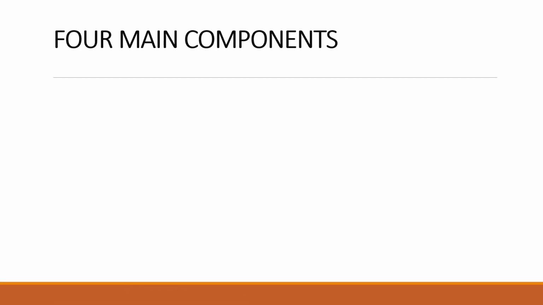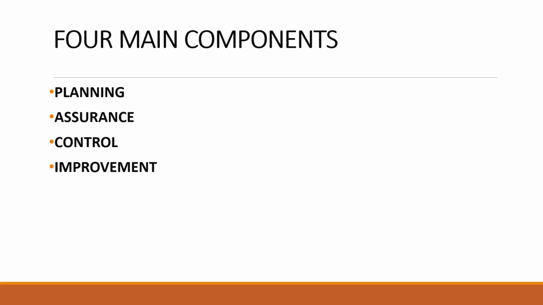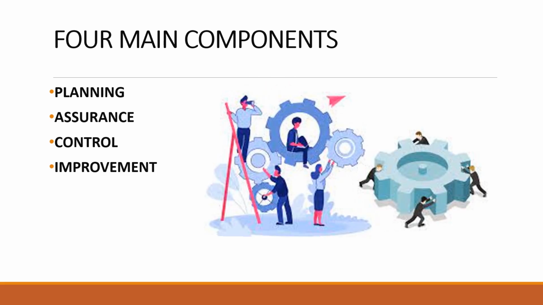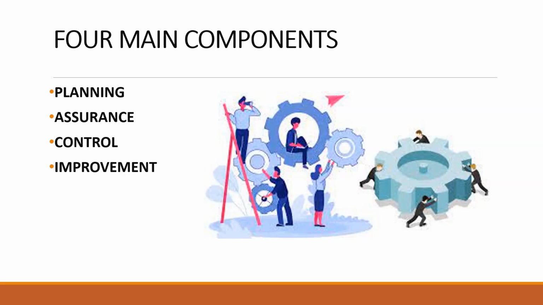Now there are four main components in these aspects. As you all know, in different quality management systems, planning plays an important role, then the assurance of the product, then control of the quality, and ultimately continuous improvement in the product and processes. That also plays an important role. So those are the four main components which take care of the quality of any organization: planning, assurance, control, and improvement.